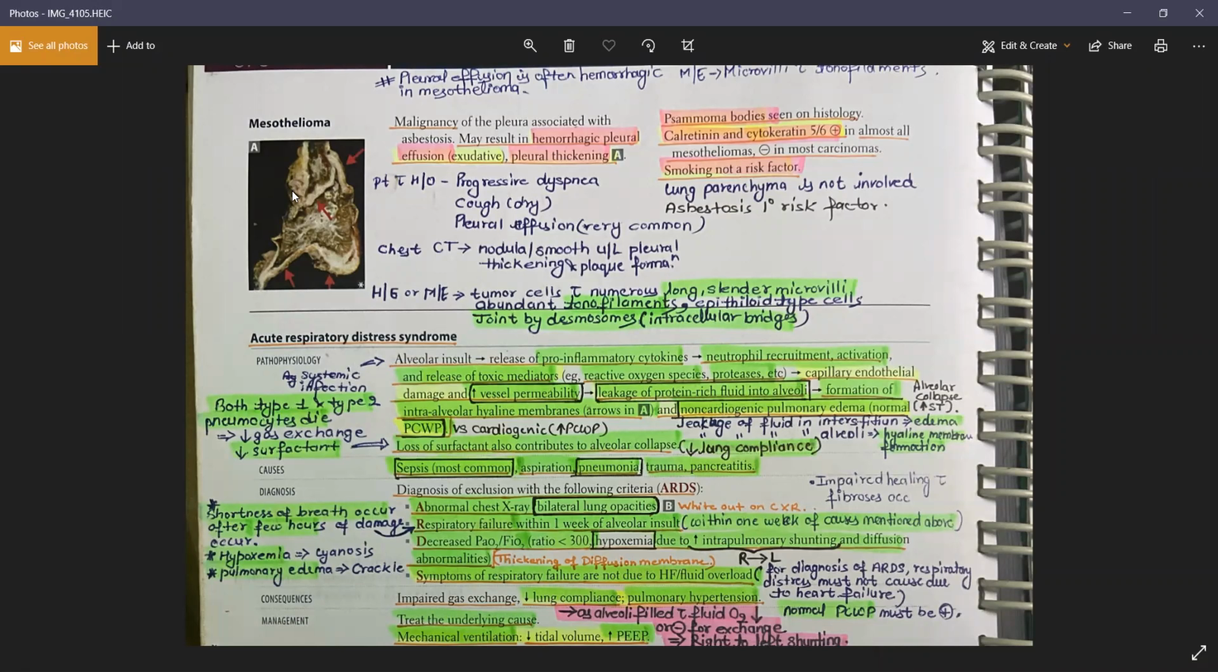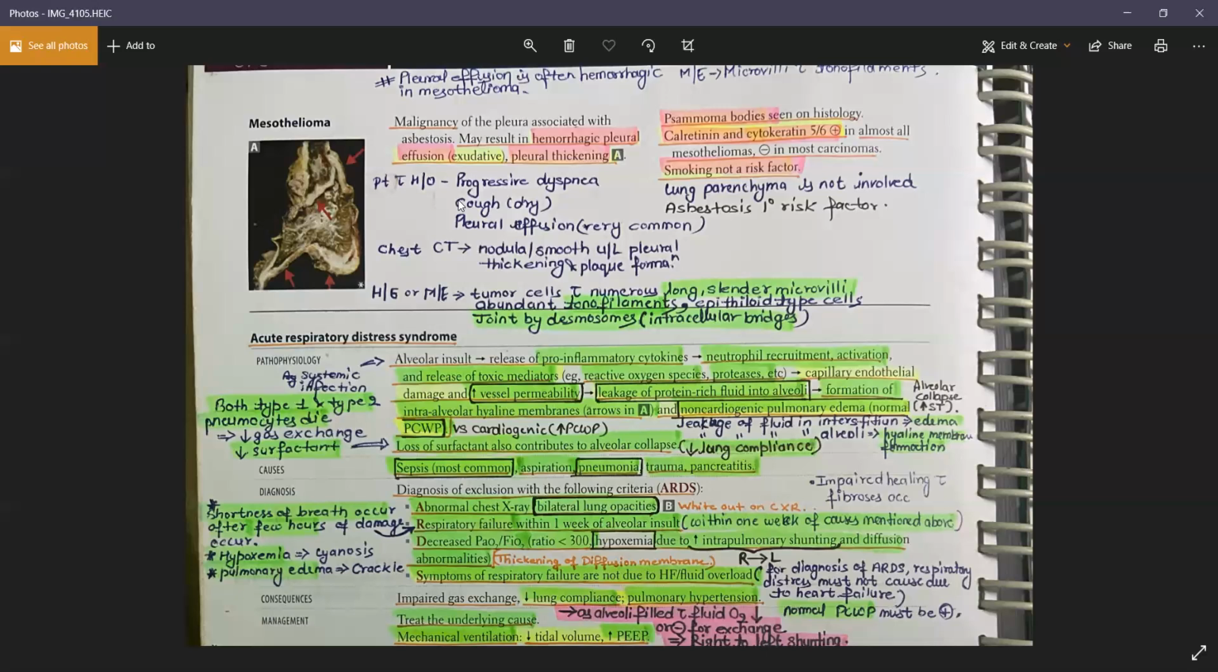Now these patients again will have a history of progressive dyspnea and cough. Apart from that, the patient can also have pleural effusions, and these are very common because you're having a cancer in the pleura itself. On the chest X-ray, what you'll find is nodules on the pleura, because this condition will start as a nodular appearance, right?